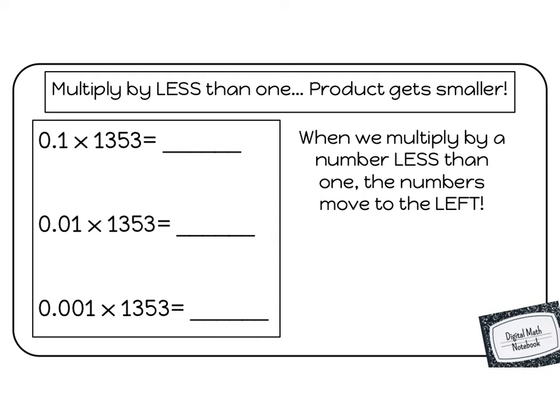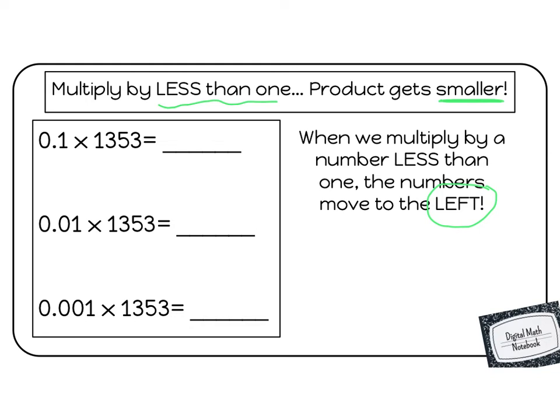All right, 5th graders, time to do a problem with me. This problem is in your digital math notebook, so remember to pause and type in your answers as we go. On this slide, we're going to be multiplying by less than 1. When we multiply by less than 1, our number is going to get smaller. So this time, instead of moving our decimals to the right, we're going to move our decimals to the left because that's going to make our number get smaller.